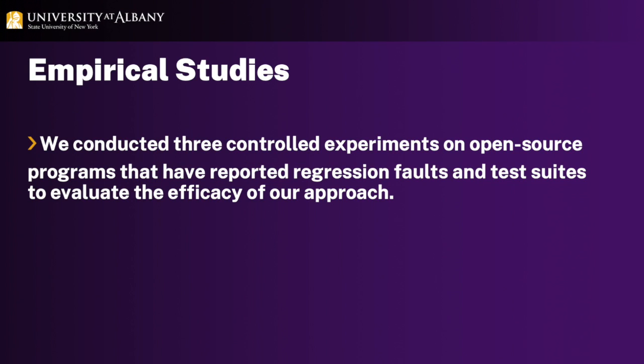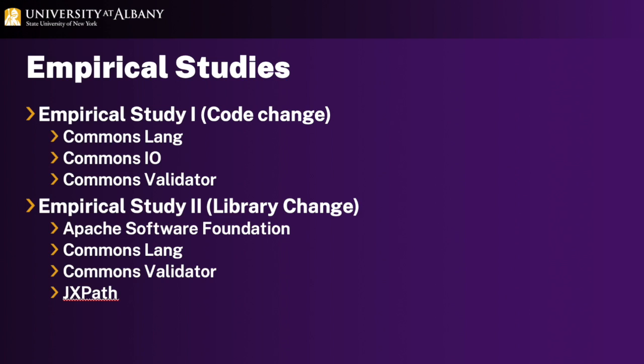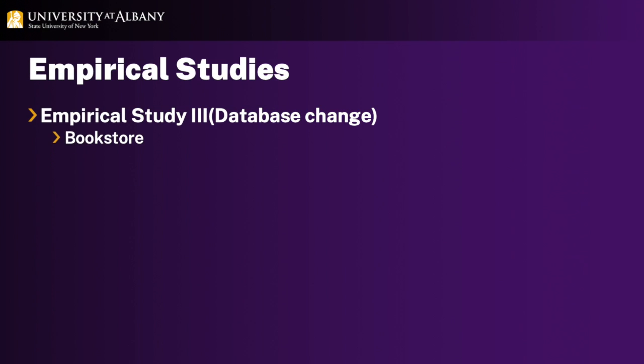We conducted 3 controlled experiments on open source programs. They have reported regression faults and test suites to evaluate the effectiveness of our approach. The first experiment was to investigate the effectiveness of our approach for the code change. The second one focused on the change in the library. The third one focused on database change. The projects we selected are all open source Java applications and have well-defined test cases.